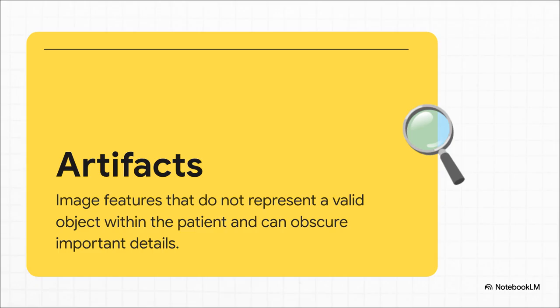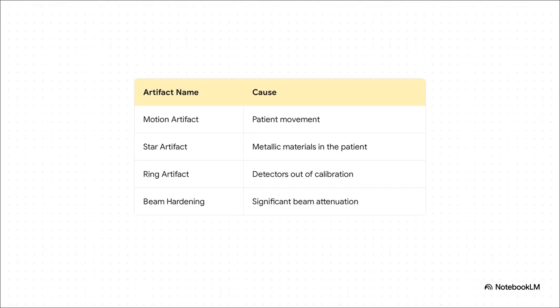They can be caused by the imaging process itself, the patient, even the machine. And the scary part is they create false features, things that look real, but just aren't there. And as you can see in this table, different problems create their own unique types of artifacts. So if a patient moves just a little bit, you get these streaks.